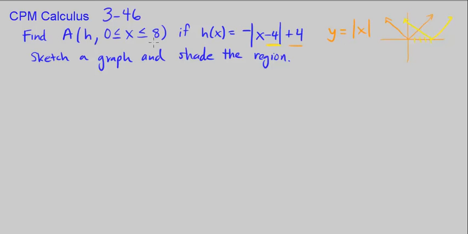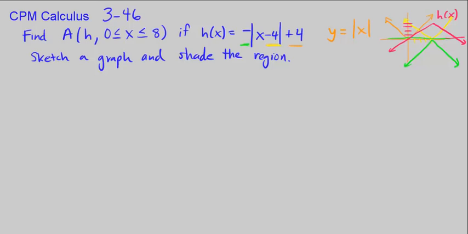That negative reflects it across the axis. So let's do another for the negative. It's just going to be like this, reflecting it across our axis here. And the plus 4 shifts it up. Let me take a different color. It shifts it up 1, 2, 3, 4 units up here. So this in pink is our function h of x after it's gone through all the transformations.